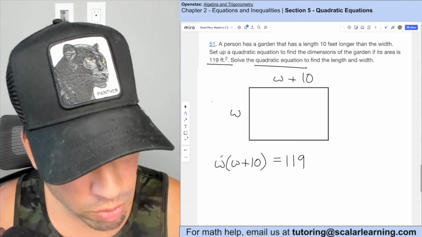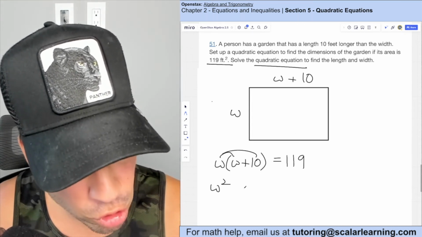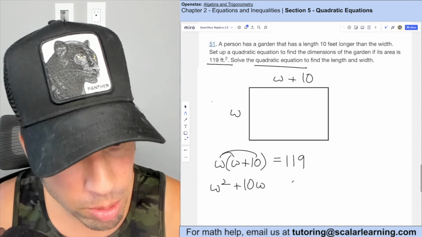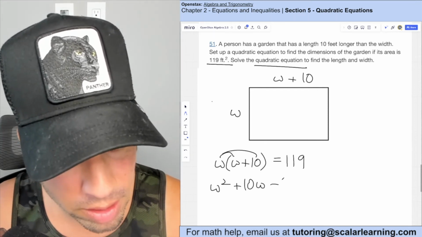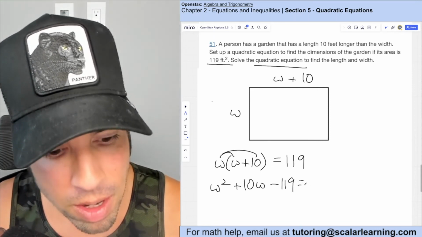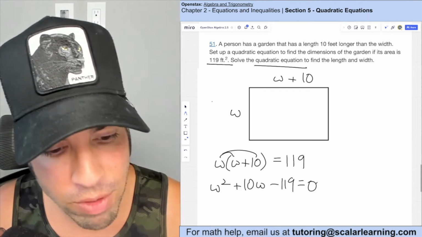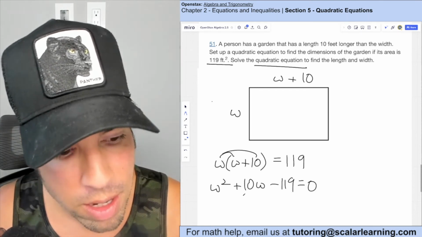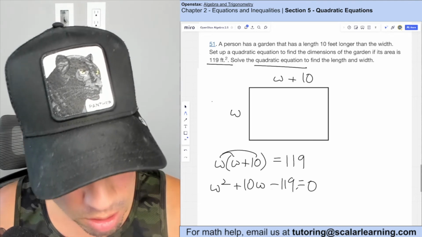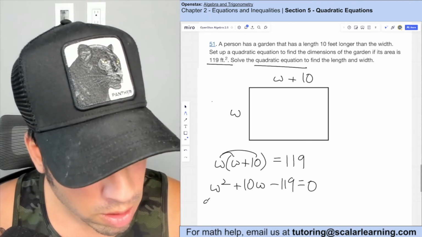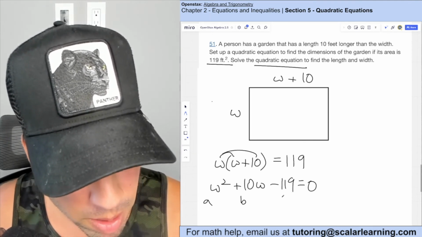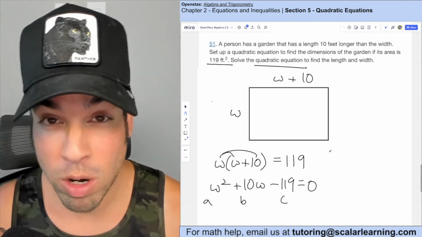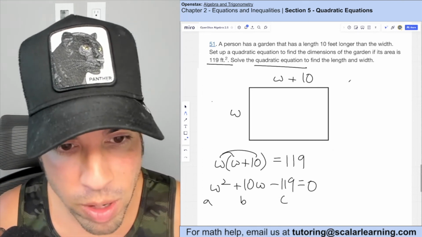So what we're going to do first, we're going to distribute. We got W squared plus 10W. And then I'm going to subtract 119 from both sides in the same step, because to use the quadratic, I want to set everything equal to 0. Okay, now to get the solution, we're going to do negative b plus or minus the square root of b squared minus 4ac all over 2a. So I'll write it out up here.